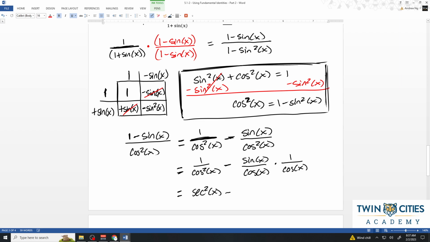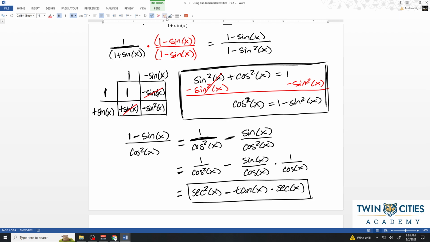And then I've got minus, what is sine over cosine? Using my quotient identities, I see that this is tangent of x times 1 over cosine again, which is secant. Now it's no longer in fractional form. I've got the exact same thing here without using any fractions, which, again, is not intuitive, but I had to use a whole bunch of fractions here in order to get to that point.